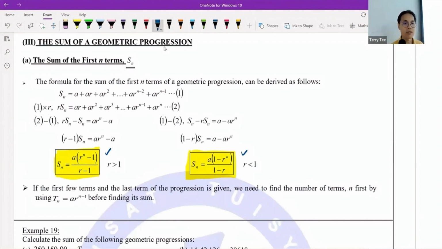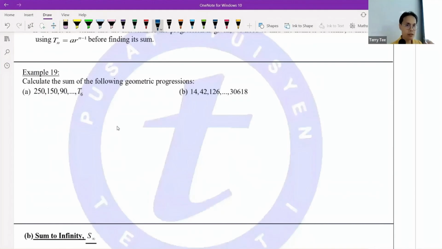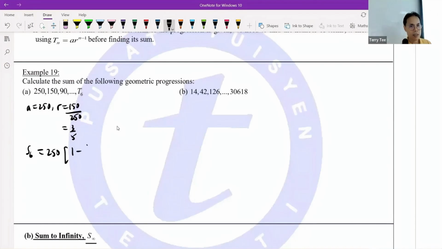Okay. All right. So in example number 19, your A, the first term, is 250. Your common ratio, we take 150 divided by 250, is 3 over 5. And you're finding your S6. Use the formula A times 1 minus R to the n, over 1 minus R. I'm using the second version. Okay, just use your calculator.